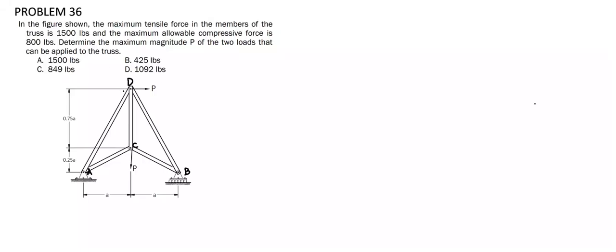In the figure shown, the maximum tensile force in the members of the truss is 1,500 pounds, and the maximum allowable compressive force is 800 pounds. Determine the maximum magnitude of P of the two loads that can be applied to the truss.